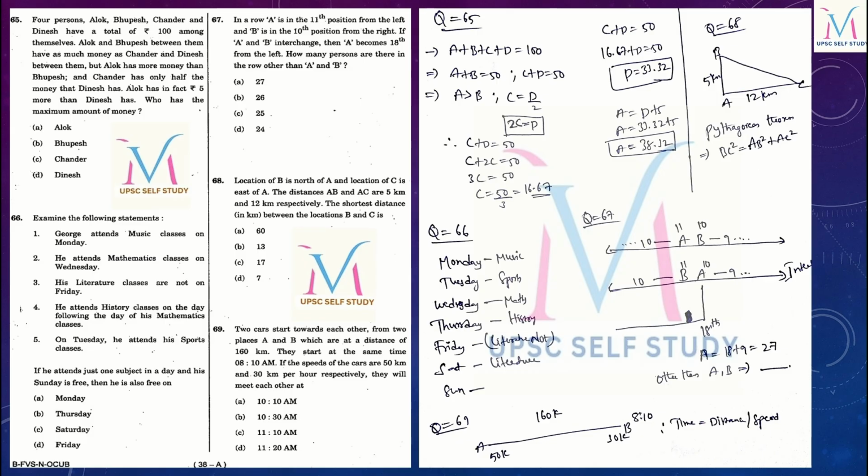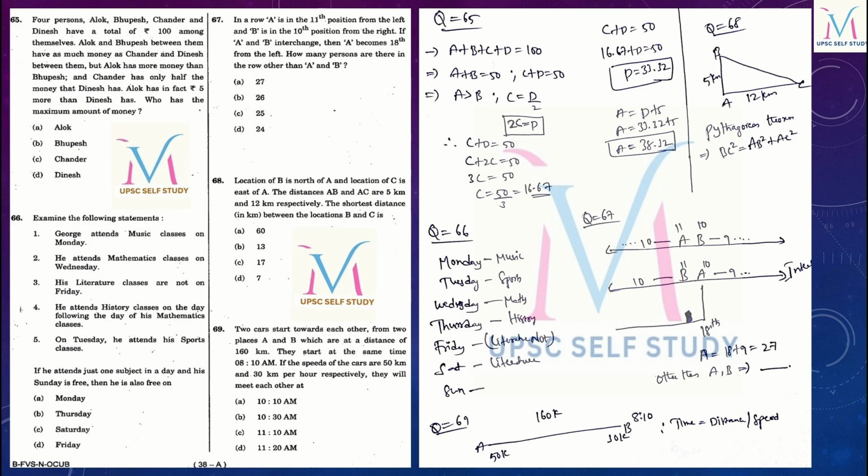Okay, total kilometers also given there, 160. A is traveling at 50 kilometers per hour and B is traveling at 30 kilometers per hour, and both the cars started at 8:10. Okay, so the total speed is 50 plus 30, which means 80 kilometers per hour. So both the cars are traveling at the total speed of 80 kilometers per hour.